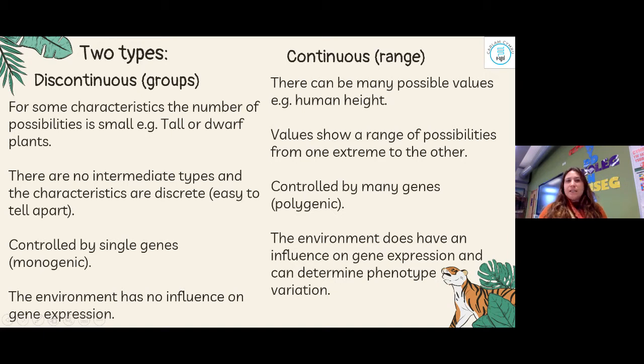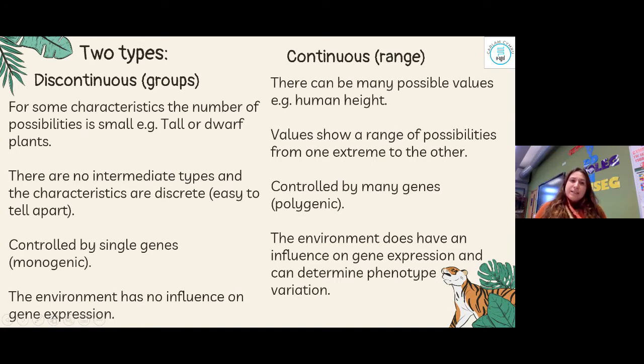So you would have studied Gregor Mendel's plants at GCSE most likely, and he looked at tall and short plants, what he called dwarf plants. He looked at wrinkled pea seeds and smooth pea seeds. He looked at purple flowers and white flowers, etc. So the number of possibilities is quite small. It's this or this.